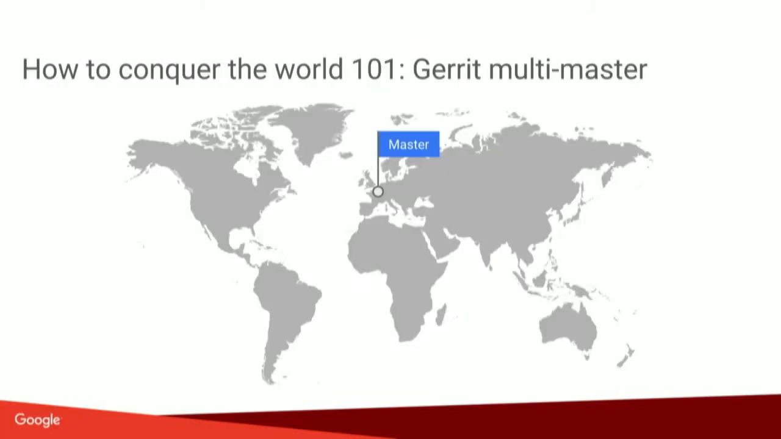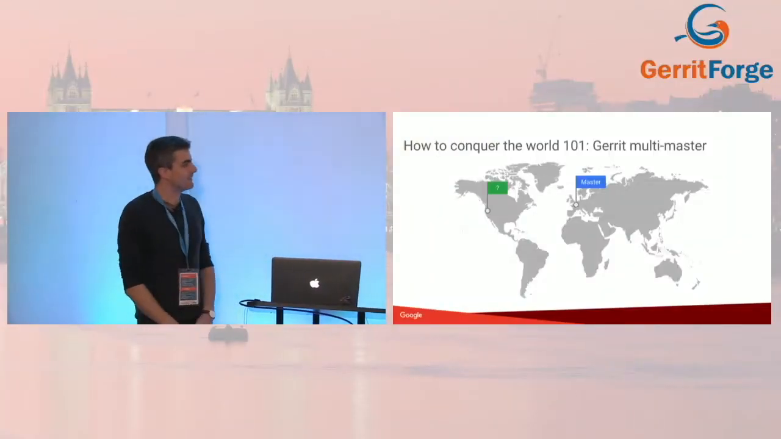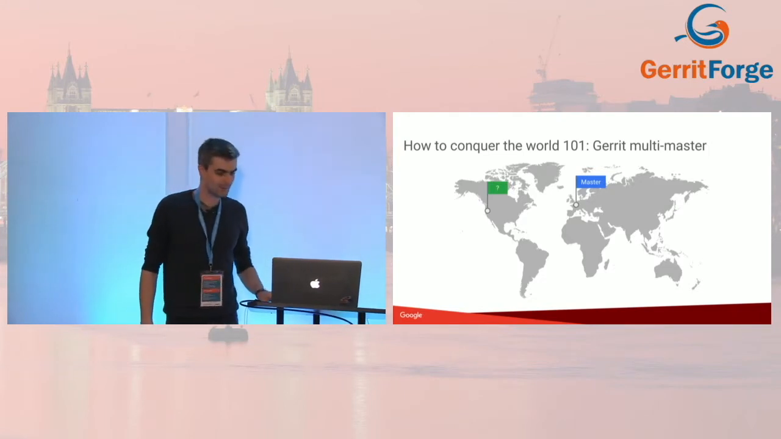Next step: how can Gerrit conquer the world? Let's say you have a master here in the US, and you have that one friend on the West Coast who says, your Gerrit is so slow, I have no idea, I want to switch to GitHub. And you're like, whoa, I can do better. I know how to do better. So you want to have a new master for this special person on the West Coast.